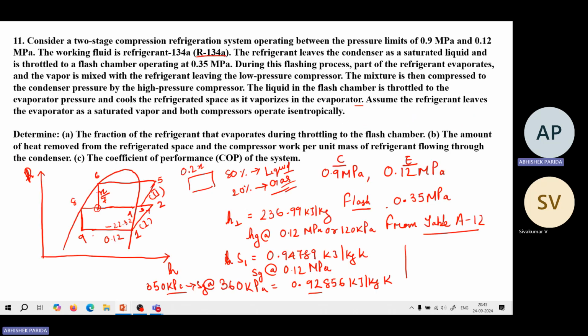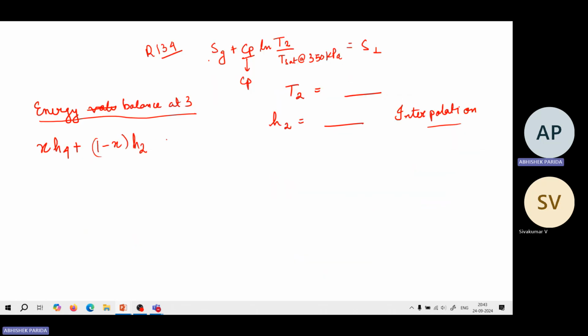Because if X amount goes here, and let us say 1 kg per second was coming, then 1 minus X will come here. Same as our feed water systems in the Rankine cycle, when they both mix, they will form H3. You can understand it just by this.